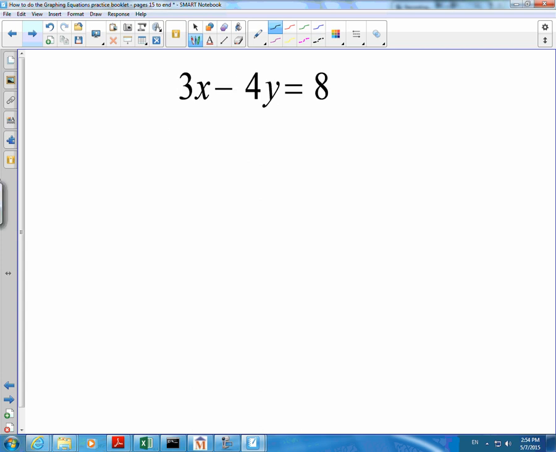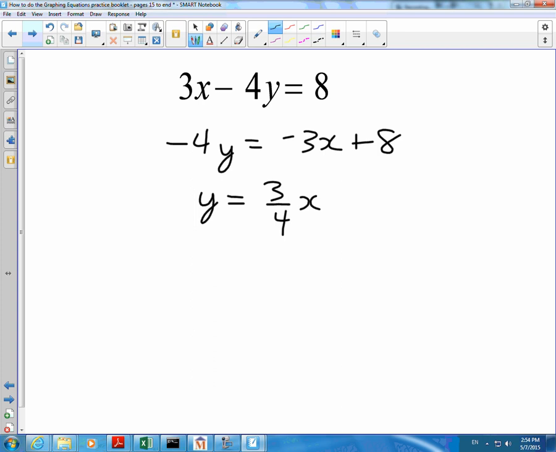This one again, I'm going to have to isolate for y. So I'm going to minus 3x from both sides. Then I'm going to divide each part of my equation by -4, which cancels the negative on that term and makes this term a -2. And all it's asking for is the slope, which is 3/4. So that's how you do page 15.